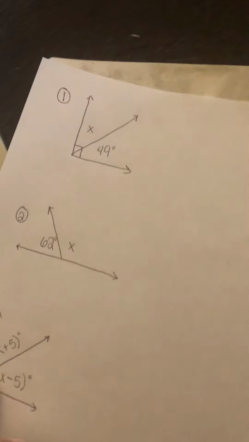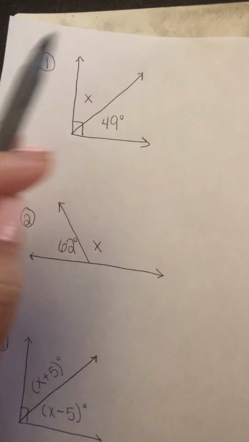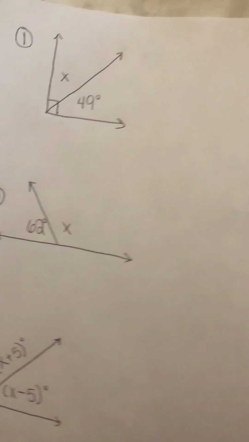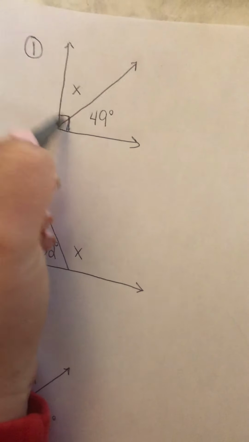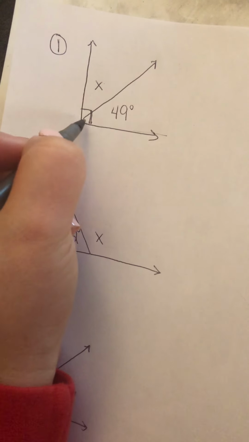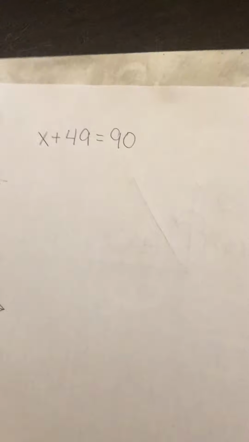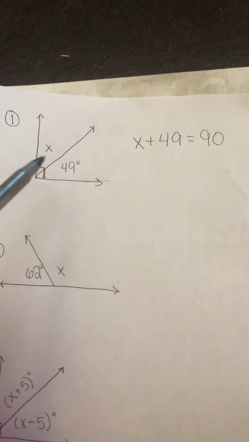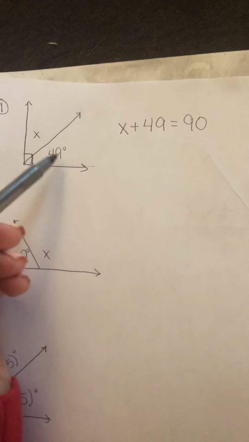So I copied the same picture. So if I had to do this, and let's say I didn't have a printer, I would just copy the picture onto my paper, and then this would be the work that we would need to show. So I know that this whole big angle is 90 degrees. This angle plus this angle adds to 90. So I'm going to write my equation as x plus 49 equals 90 degrees, like that. Because I know that x plus 49 will give me the 90-degree angle. These 2 angles are complementary.